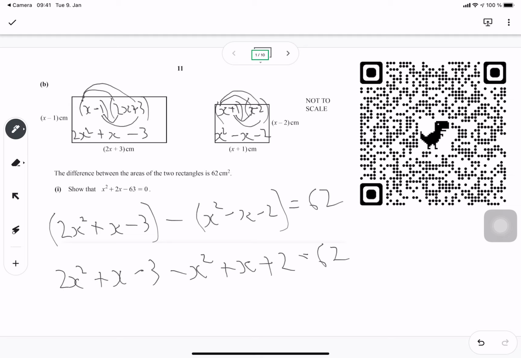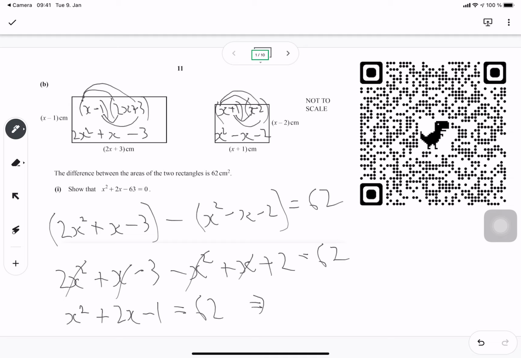Collect my like terms here. So we've got 2x squared minus x squared. I combine those together, that gives me x squared. I've got x, which is positive, another x, which is positive, gives me 2x. I've got minus 3 and plus 2, which is going to give me minus 1. That is equal to 62.